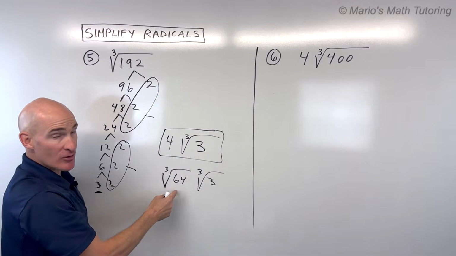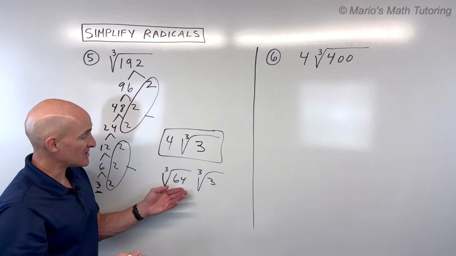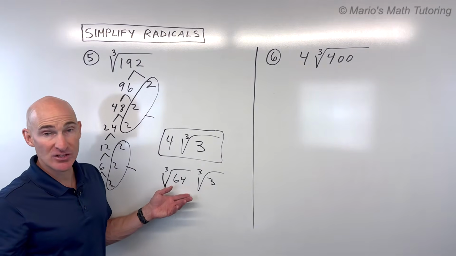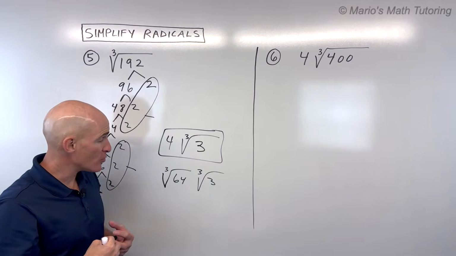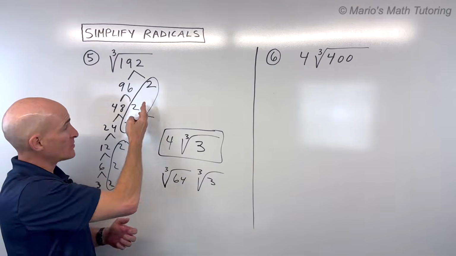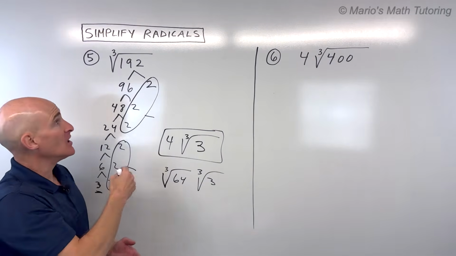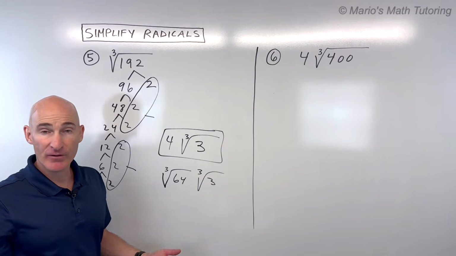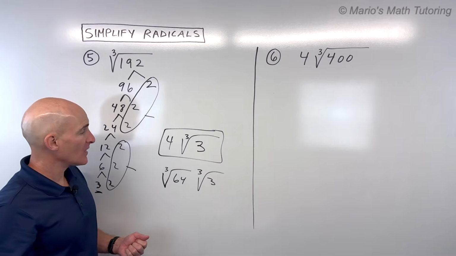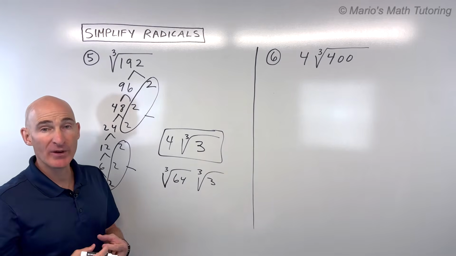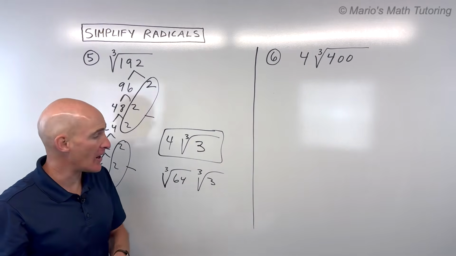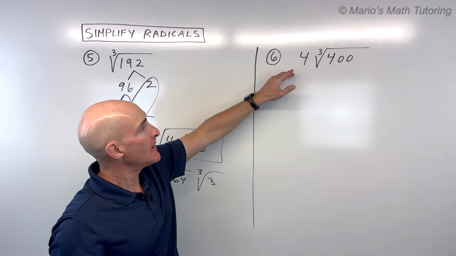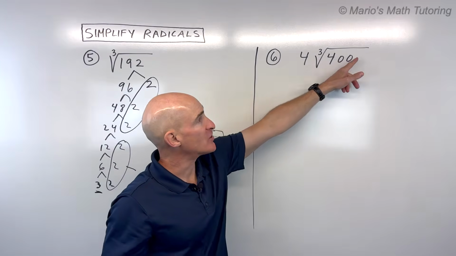The only trick here, though, or the only challenge, I should say, is that it's hard to sometimes recognize that 64 goes into 192. That's the largest perfect cube that you can pull out. And so that's where this factor tree really comes in handy. If this was a 4, we would look for 4 of the same number. If it was a 5, we'd look for 5 of the same number. So we're looking for those groups that we can pull out, because then we can simplify that part of the radical. So looking at another example here, number 6, we've got 4 times the cube root of 400.